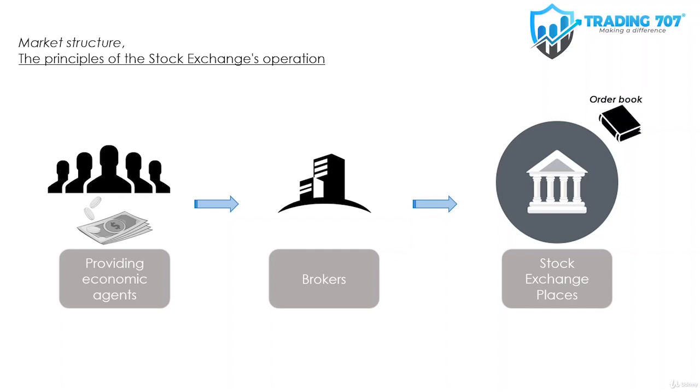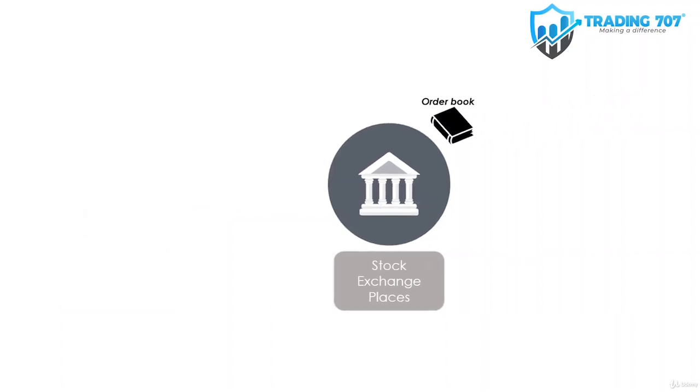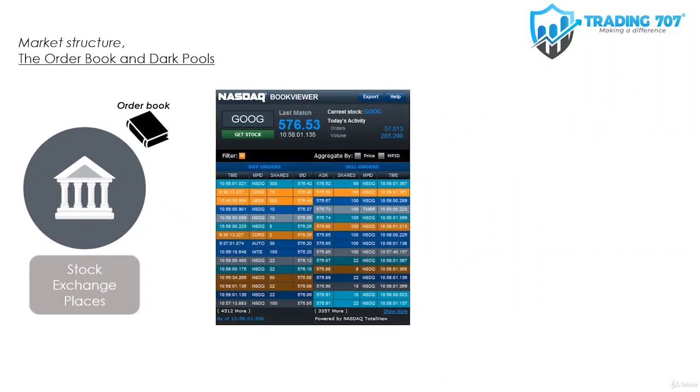The order book is a record of market orders. It summarizes at a given moment the state of offer and demand for a stock. You are viewing the Nasdaq order book.